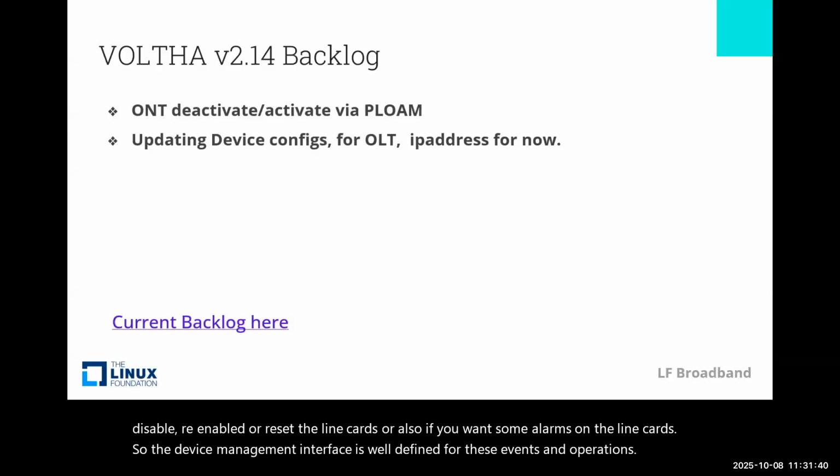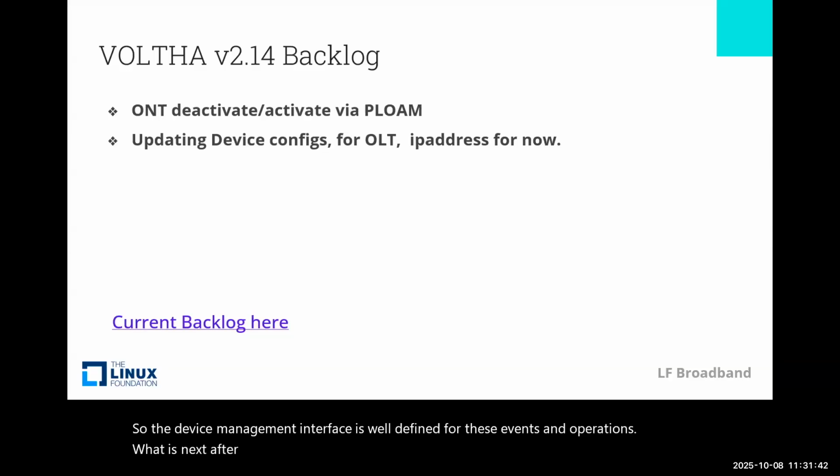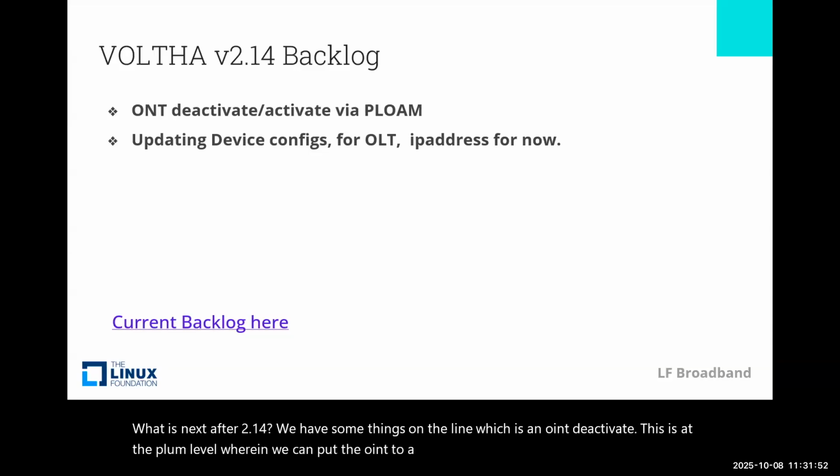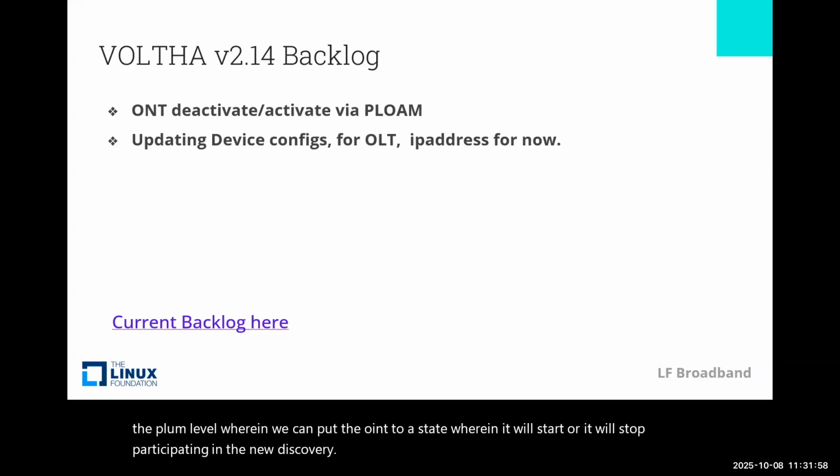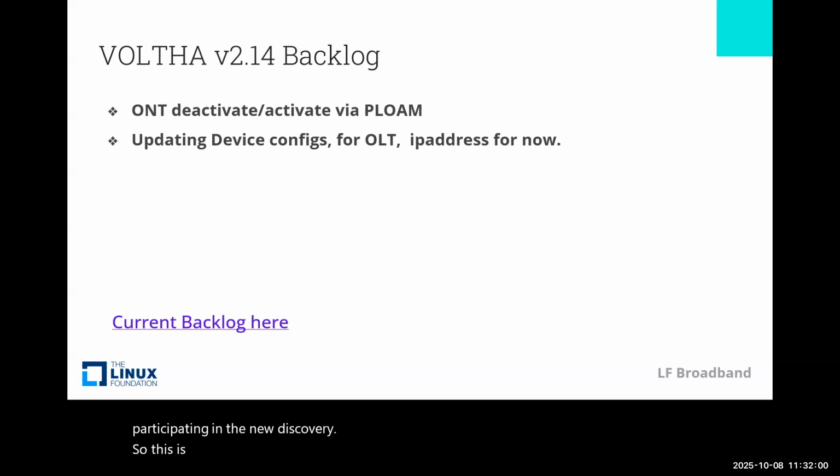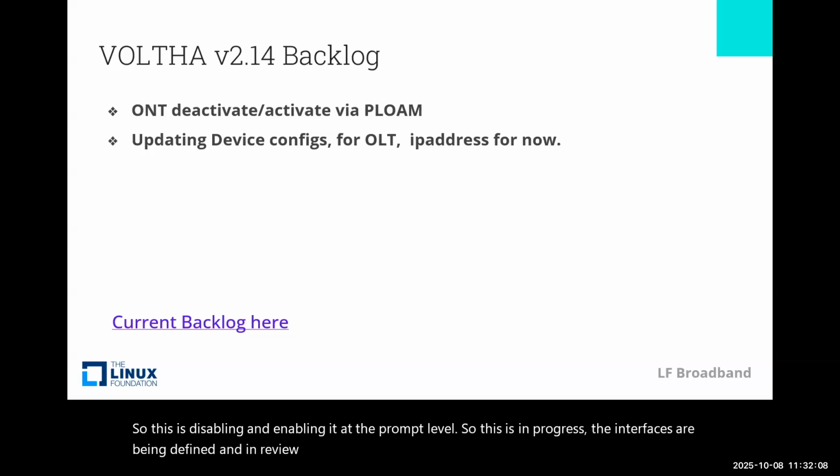Moving on, what is next? After 2.14, we have some things on the line, which is ONT deactivate. This is at the PLOM level, wherein we can put the ONT to a state wherein it will start or stop participating in the ONU. So this is disabling and enabling it at the PLOM level. This is in progress. The interfaces are being defined in review and will be part of the upcoming release.